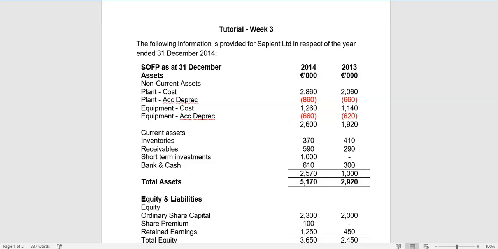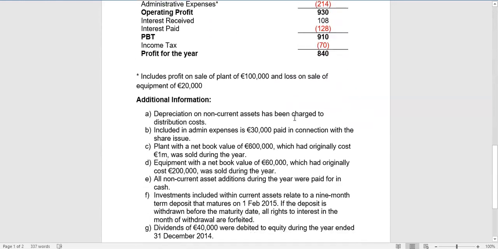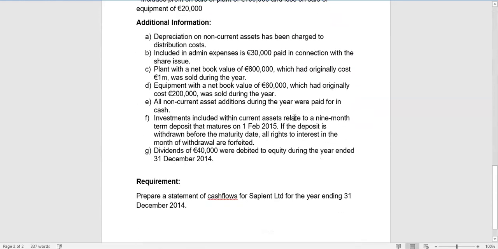In this week's tutorial, we're going to look at a full exam question looking at IAS 7 statement of cash flows. So again, the first thing you look at is the requirements for this question, called Sapient. It's simply prepare a statement of cash flows for the year ending December 2014. So I'm assuming you've read through the question already. If not, pause it, try and make an attempt to do it before you look at the suggested solution.